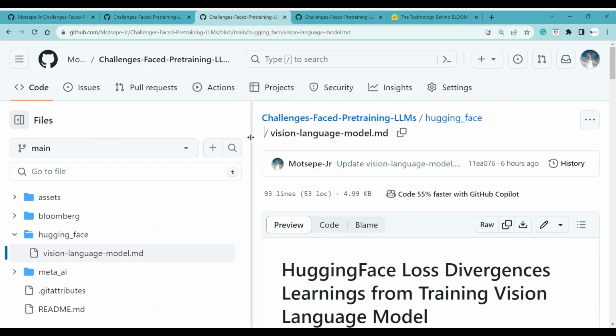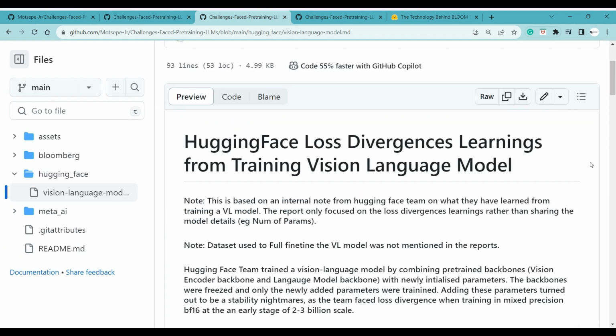let's go to Hugging Face. This is lessons learned from the Hugging Face team when they were training a vision language model. Actually, I should say they were fine-tuning it. This was shared from a Word document report. It was not a formal report. It was more like the things that we learned over the past three months.